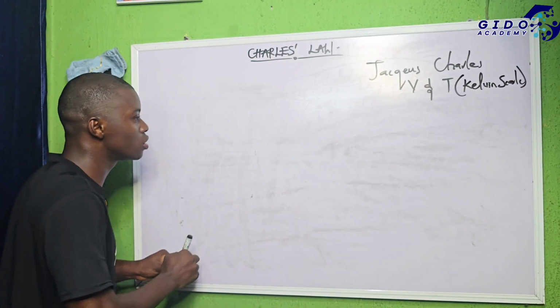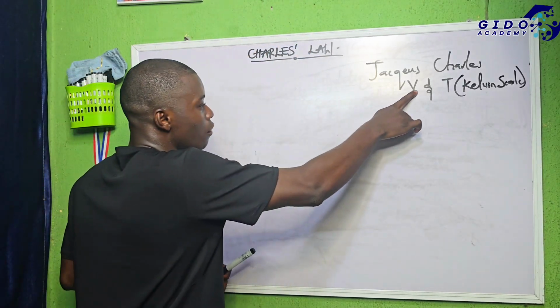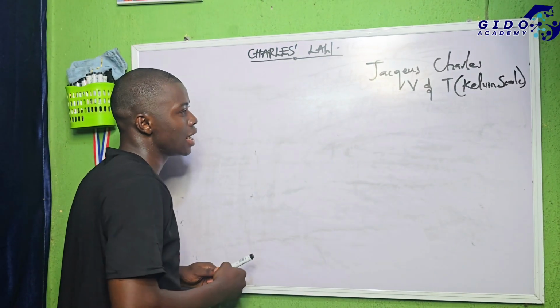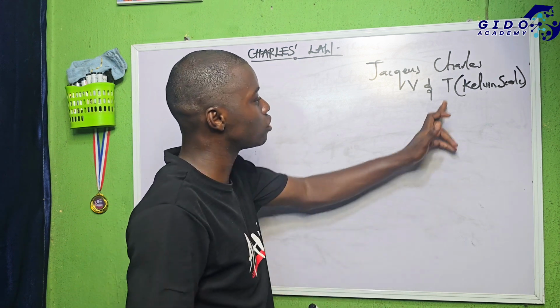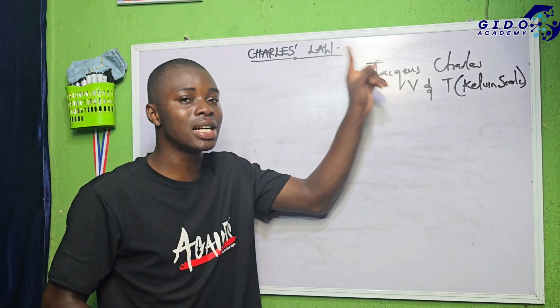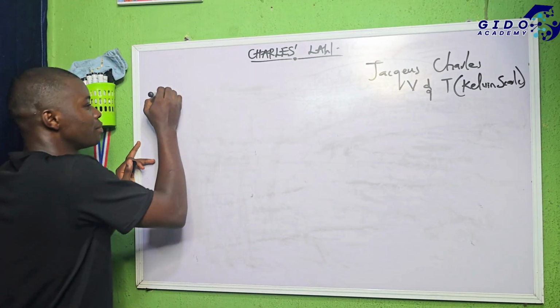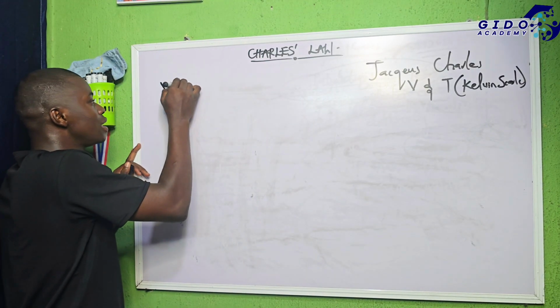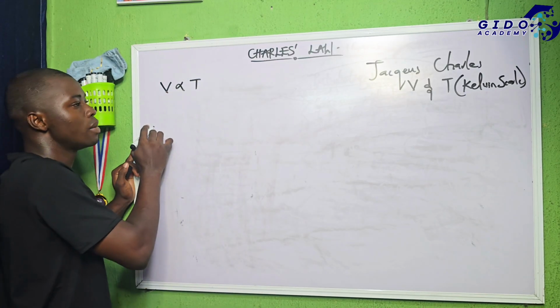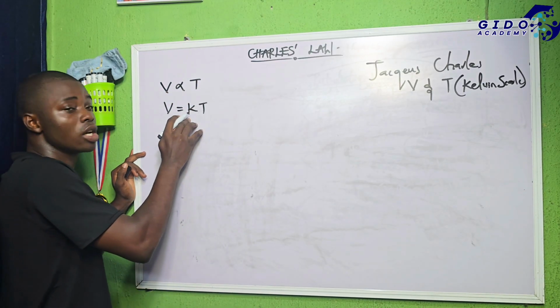So please take note. Charles' law, or Jacques' law, says that the volume of a given mass of a gas, or fixed mass of a gas, is directly proportional to the temperature. That means if the volume of the given mass of a gas increases, the temperature will also increase. I said the volume is directly proportional to temperature. That means V is equal to KT. You introduce a constant.